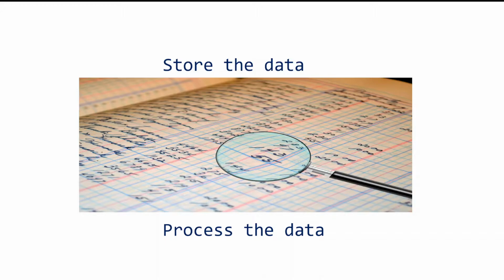To summarize, computer is an electronic device which is designed to do data processing tasks. We store the data as it's produced and process the data when we need to find answers. I hope this is clear. Let us move on to the next topic, hardware and software.